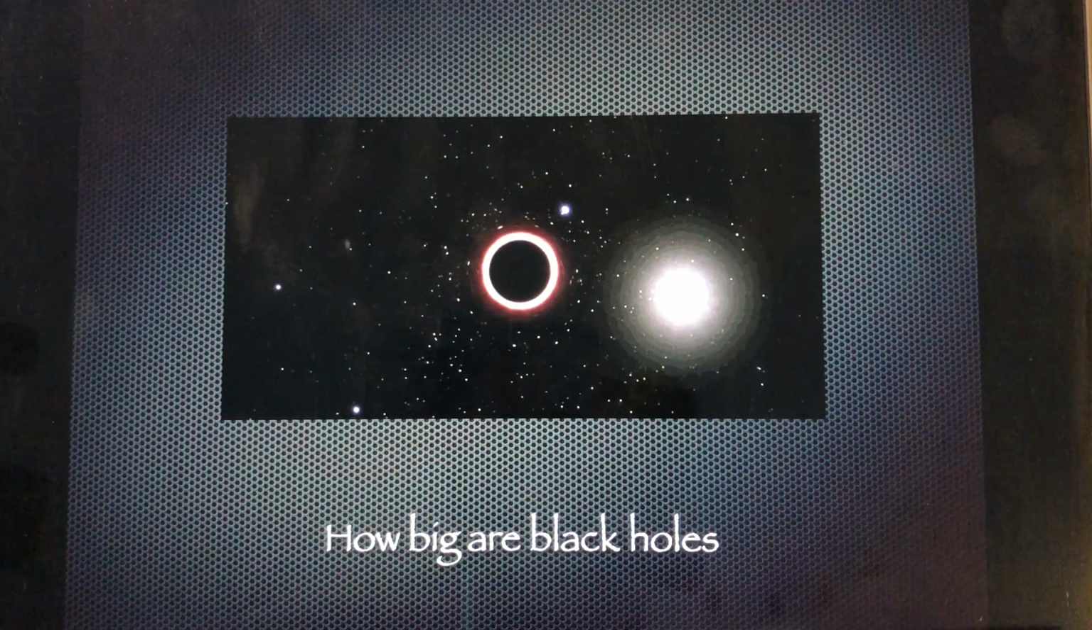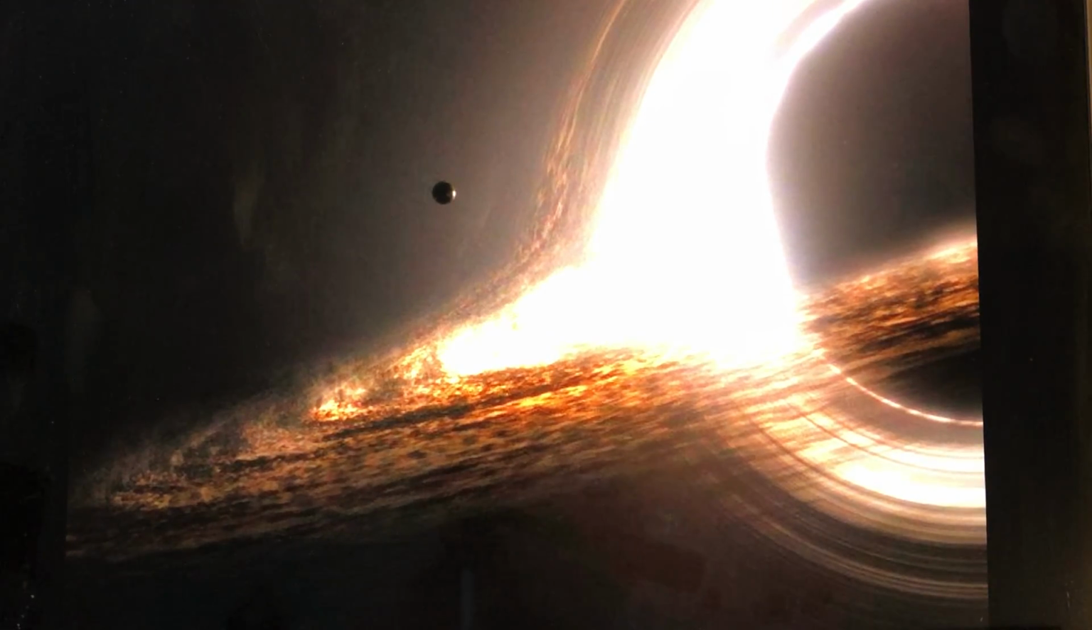So, how big are black holes? Black holes can come in a range of sizes, but there are three main types. The black hole's mass and size determine what kind it is. The smallest one is known as primordial black holes. Scientists believe this type of black hole is as small as a single atom, but with the mass of a large mountain.